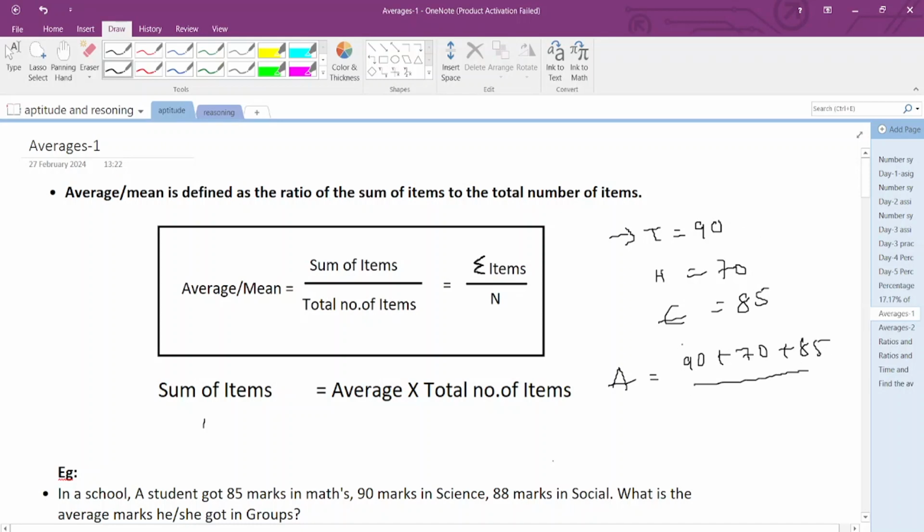For how many subjects are we doing the average? 3 subjects, right? So you have to take 3. Now do it yourself: 90 plus 70 is 160, and 85 makes 245. So 245 by 3, which means 81.6 or so. In this way you can do average. This is a very basic question we learn in the 6th class or so, right?